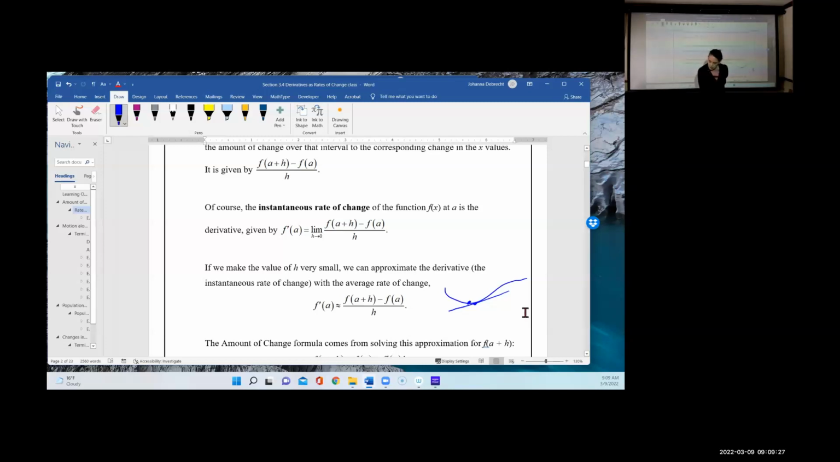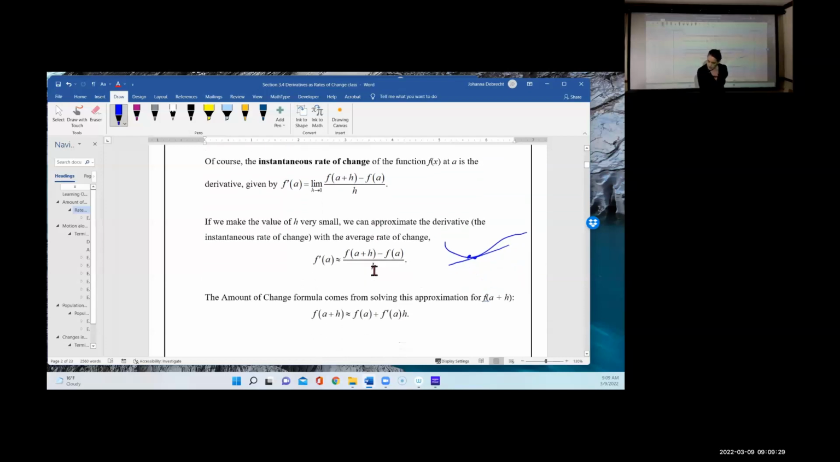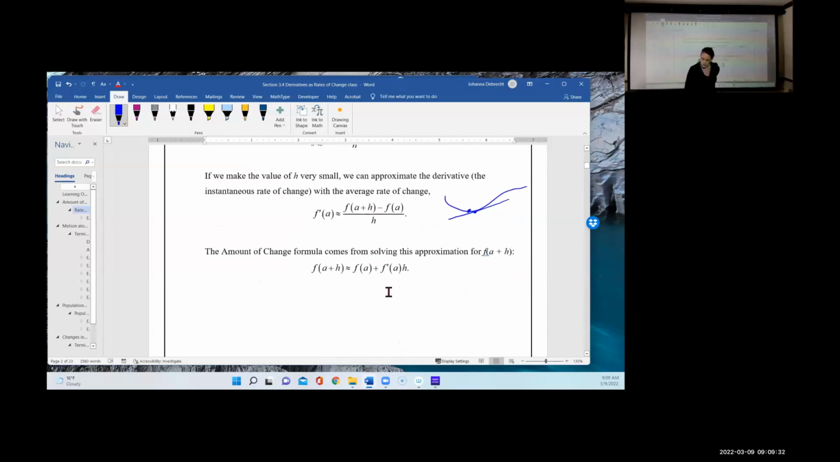So this is called the amount of change formula, and it comes from solving the equation for the y value. So the y value f(a + h) can be approximated. We just multiply both sides by h, and then we move the f(a) over by adding it. So what we're saying is the y value on the function can be approximated with what amounts to the tangent line equation. This equation right here is really the tangent line at a.